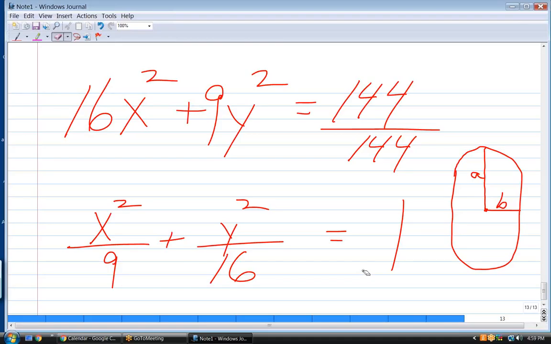So memorize both of those, because the equation is different depending on whether it's a vertical or a horizontal hyperbola. There's two equations. They're very similar, but make sure you know the difference between them.